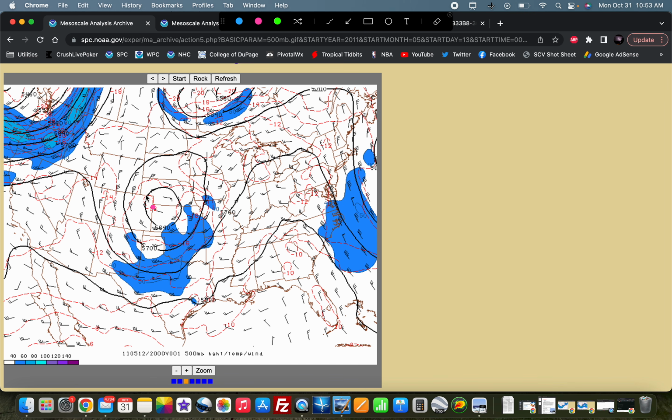These dashed red lines are the temperature contours, or isotherms. We're looking at about minus 19 or minus 20 degrees Celsius here at the core of the system. I've seen cold core systems with minus 20, minus 22, 24 degrees Celsius air at the center of the circulation at 500 millibars. That's very, very cold air aloft, and that's what mainly drives these systems.